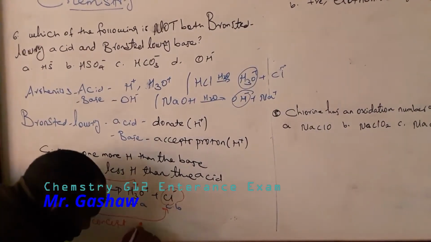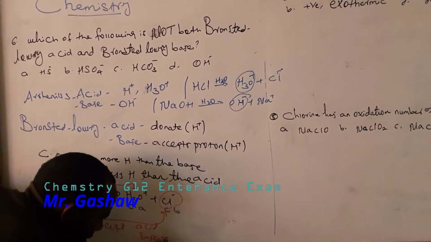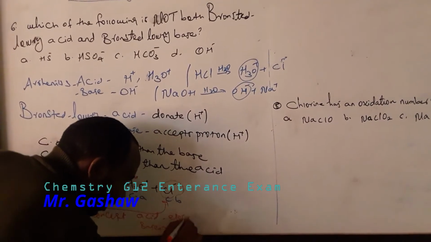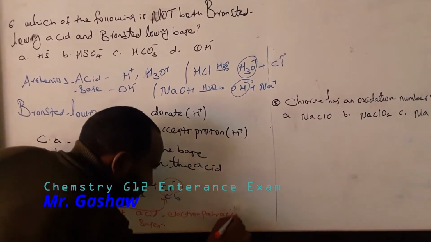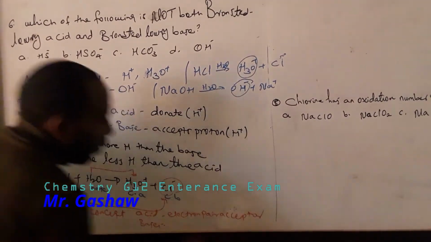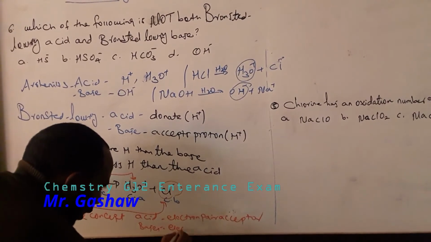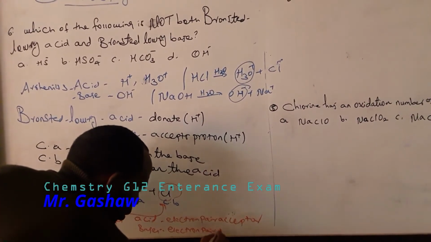So from this one, acids and bases. Acids are electron pair acceptors. Electron pair acceptor is what we call acids. So bases are electron pair donors.